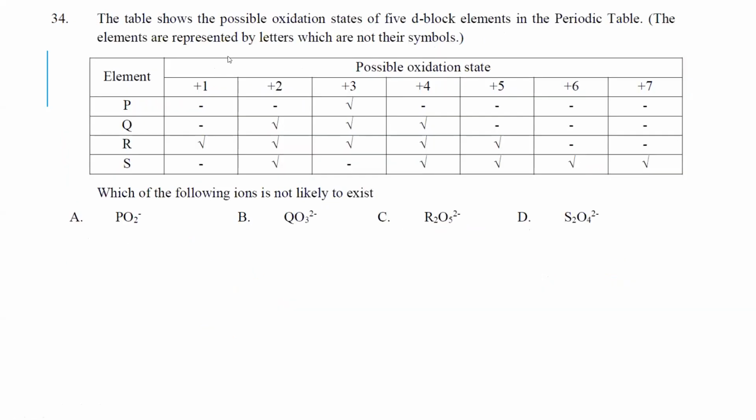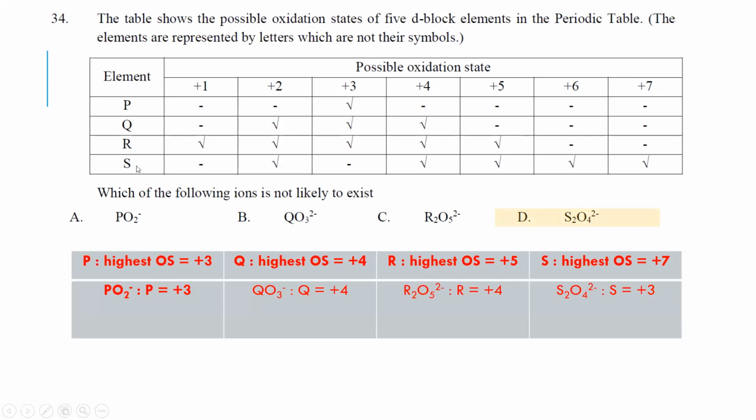Then we go to question number 34. The table below shows the possible oxidation states of 5 d-block elements in the periodic table. The elements are represented by letters which are not the actual symbols. So look at the table in here. Which of the following ions is not likely to exist? In here we have no choice but to calculate every single oxidation state for all the species involved.